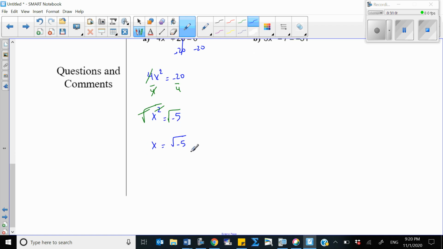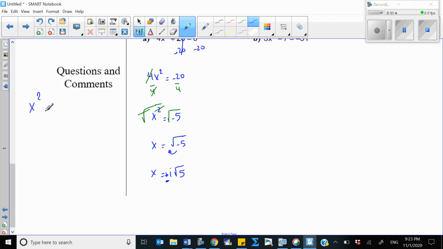Because I have a negative inside the radical, I'm going to move that outside and write that as an i. So I'm going to have i radical 5, and because 5 is not a perfect square, I cannot simplify this more. I will just make sure to write plus and minus. And I'm going to explain to you why we put plus and minus. Let me explain to you using this example.